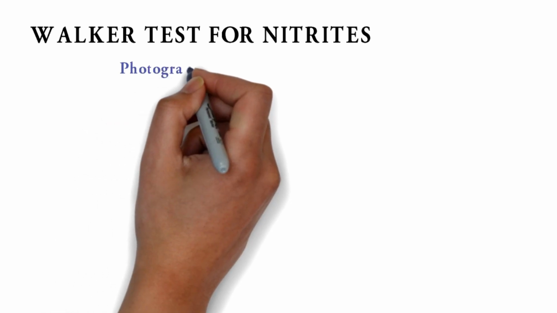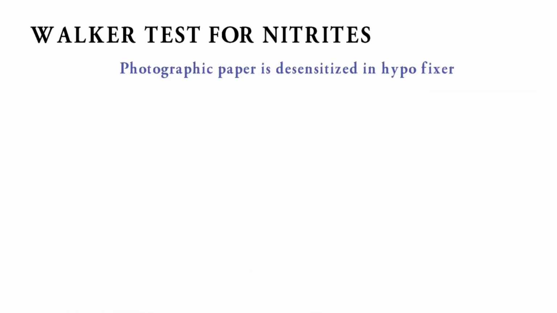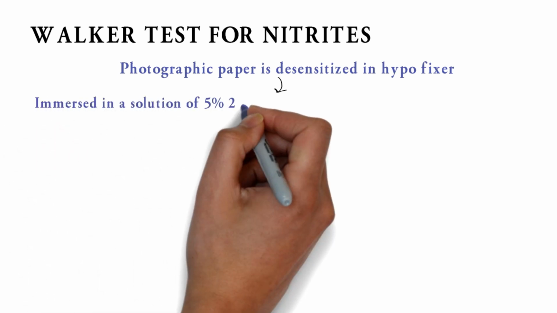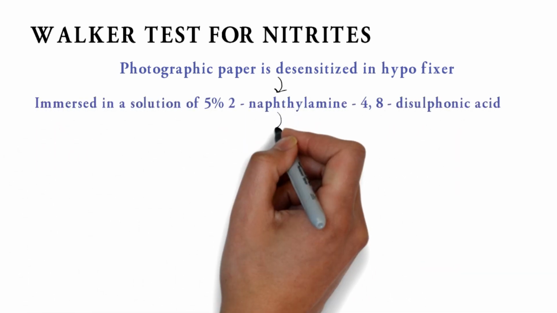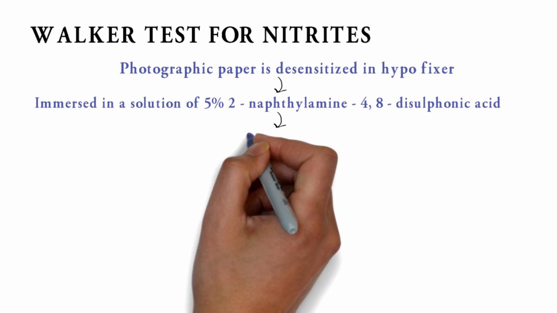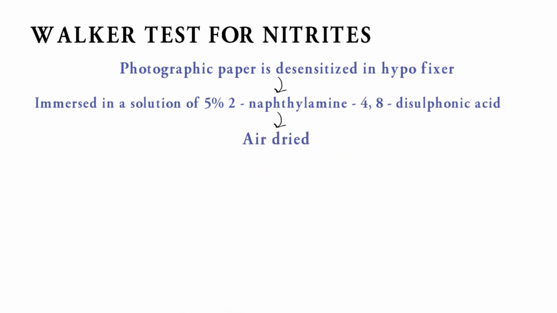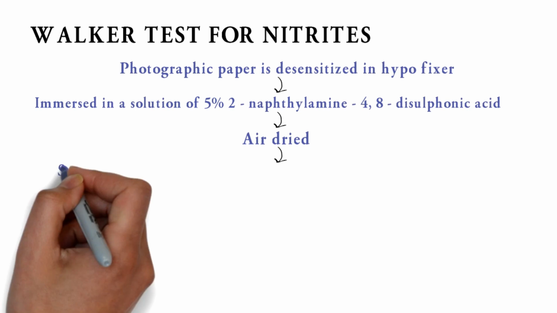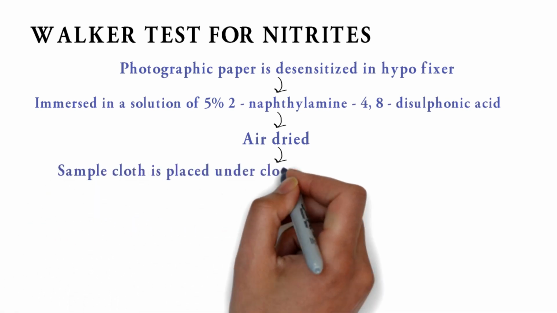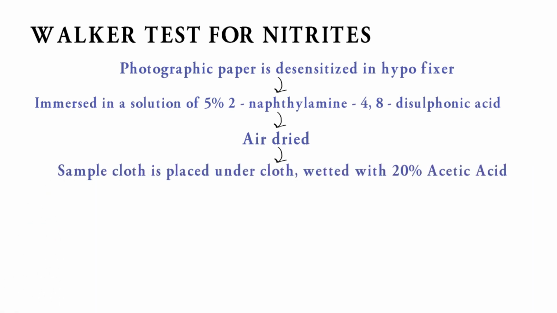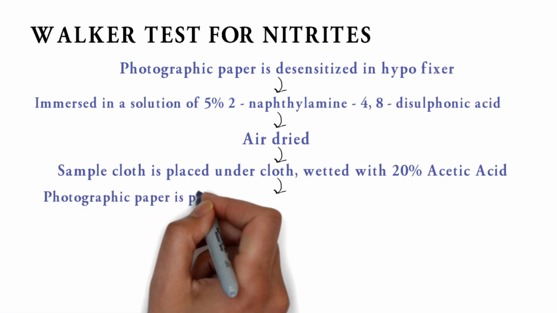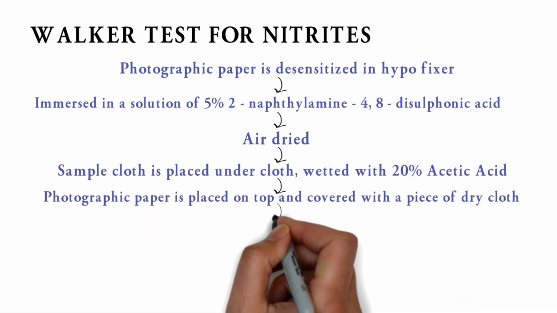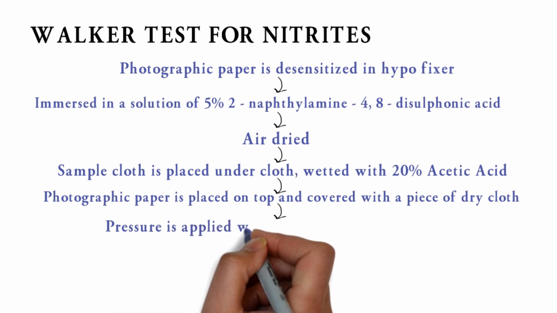A sheet of photographic paper, by removing the silver halides, is desensitized by a hypo photographic fixer. After drying, this paper is immersed in a 5% 2-naphthylamine 4,8 disulfonic acid solution and dried. After drying, a cloth wetted with 20% acetic acid is placed under the object that is to be tested. On top of this, the photographic paper is placed and pressure is applied with the help of a hot iron.